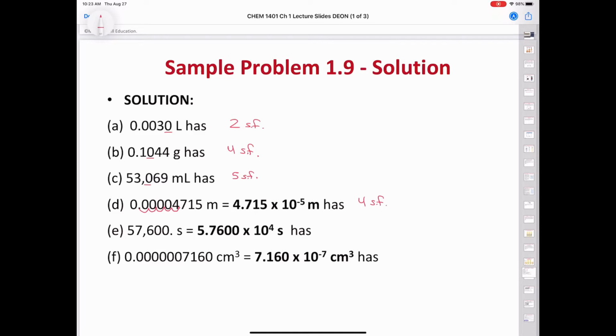The next one, 57,600 decimal seconds. I've already gone ahead and expressed that in scientific notation. We have zeros at the end of a number, but we do have a decimal point, and so those are significant figures. And so this number has a total of 5 significant figures. And then we have this number at the end. I'm not even going to bother reading all those zeros because those are all insignificant, all those leading zeros at the beginning. But the trailing 0 is significant. And so this number has a total of 4 significant figures.